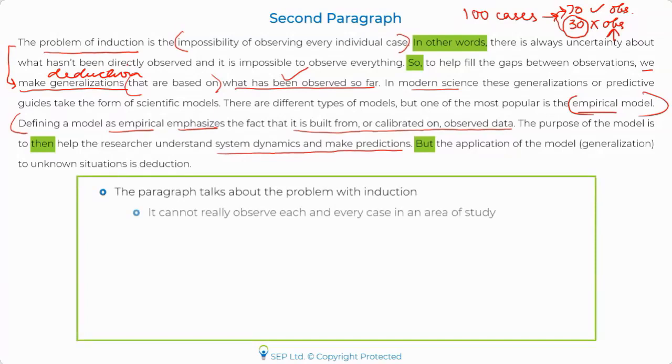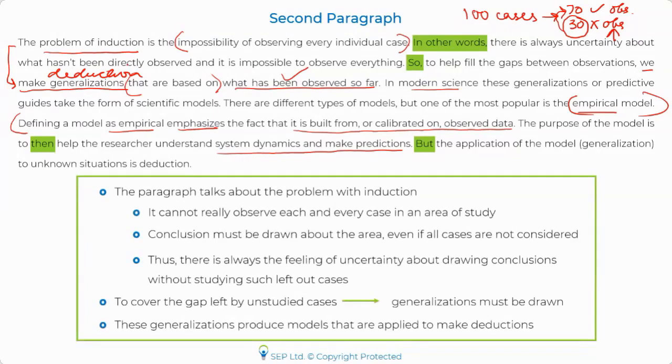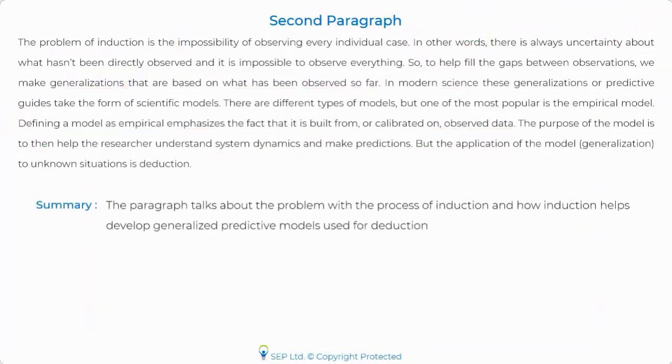So I'm telling myself, all right, the paragraph talks about the problem with induction. It cannot really observe each and every case. However, I'm inferring that conclusion. So this is my inference here. You cannot observe each and every case, but you have to draw conclusions about the particular area of study, even if all cases are not considered. Thus, there is always a feeling of uncertainty about drawing conclusions without studying such left out cases. So to cover the gap left by unstudied cases, generalizations must be drawn, and these generalizations produce models that are applied to make deductions. So if I have to summarize in a single line, I'm saying the paragraph talks about the problem with the process of induction and how induction helps develop generalized predictive models used for deduction.